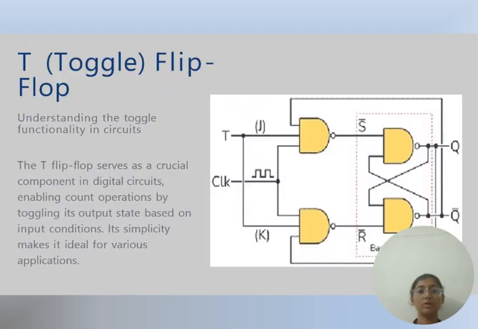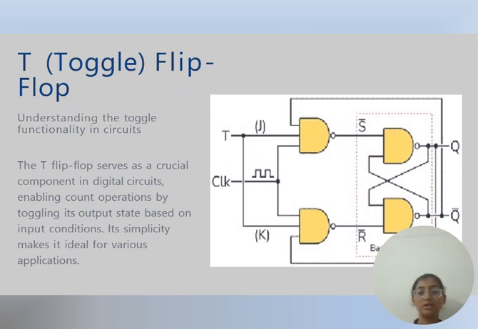Now let us discuss the last flip-flop, that is the T flip-flop. A T flip-flop is also known as a toggle flip-flop. It is a type of flip-flop circuit that toggles its output state when its input T is high, that is 1, at the time of a clock pulse. When T is low, that is 0, the output remains in its previous state.